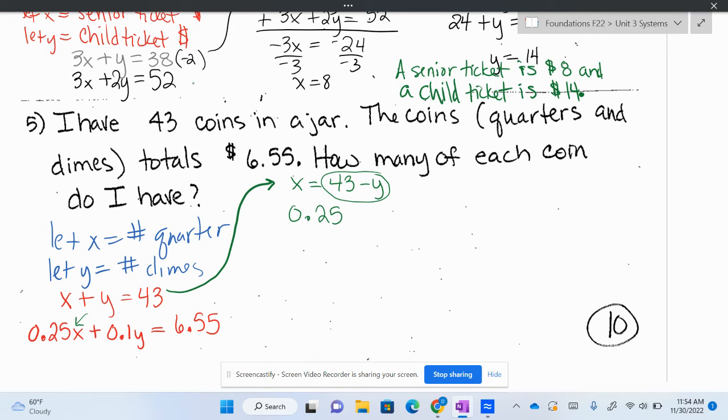So I'm going to rewrite that second equation, 0.25 times X, which is really 43 minus Y, plus 0.1 Y equals 6.55. Gavin Kane, since you really don't like decimals and they hurt your feelings, I want you to make sure you have a calculator. And I want you to tell me what 0.25 times 43 is.